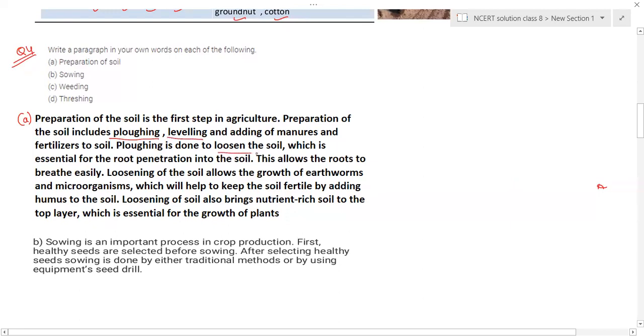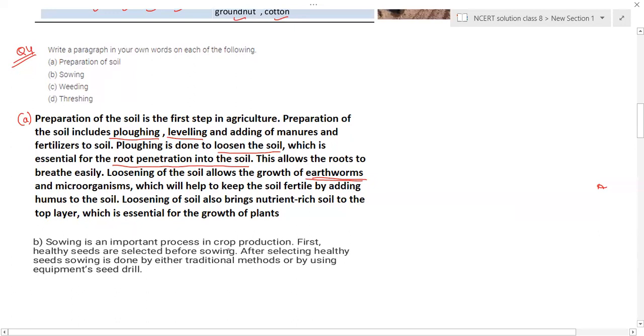Plowing loosens the soil and it is essential for root penetration into the soil. It allows the roots to breathe. The loose soil also allows the growth of earthworms, right? Which are the friends of the farmer. Now, to increase the fertility of soil, we either use manure or fertilizers according to the necessity of the soil. B, sowing.